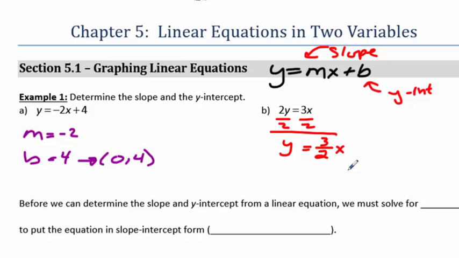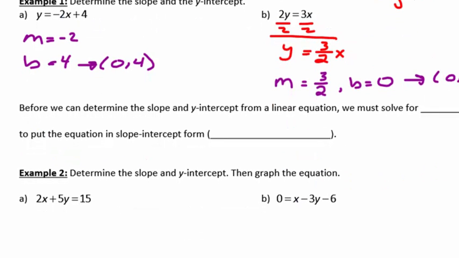Y is now by itself, so we can say that the slope is the coefficient of x, 3 halves, and the b value, there's nothing added on to this equation, so the b value is 0, which gives us a y-intercept of 0, 0. Our note here: before we can determine the slope and y-intercept of a linear equation, we must solve for y, i.e. putting the equation in slope-intercept form, y equals mx plus b.